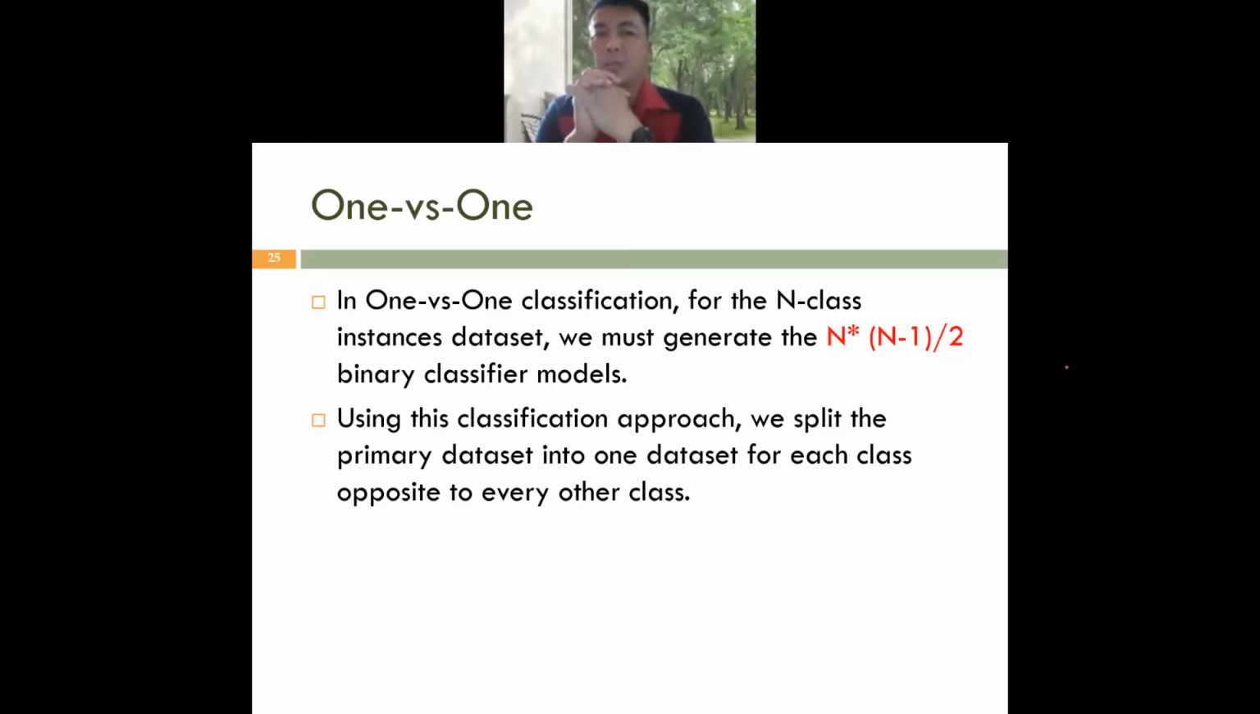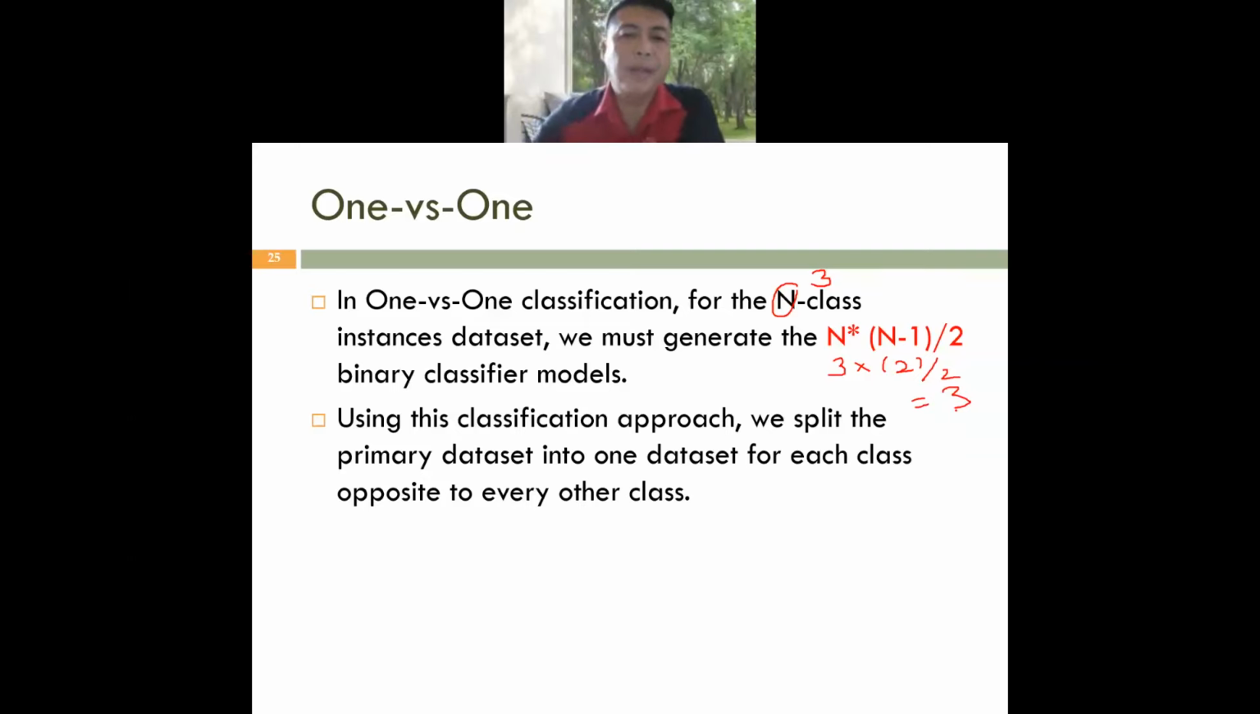In a 1 versus 1 classification for n classes, where n is the number of classes we have, we must generate n times n minus 1 divided by 2 classifiers. So for example, if we have 3 classes, that means we have 3 times 2 divided by 2, so we have 3 classifiers, like the previous one. So we need to have 3 classifiers.